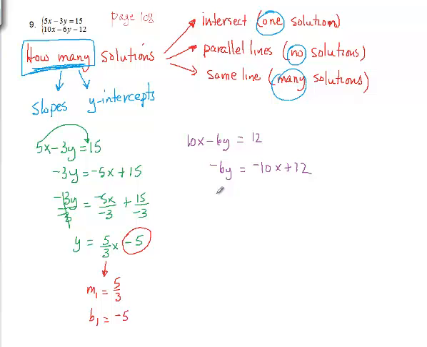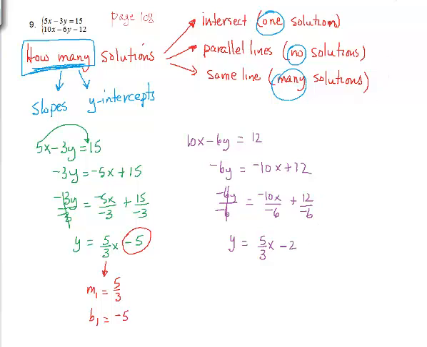So we divide now by negative 6. Negative 10x divided by negative 6, and reduce as well. So we end up with negative 10 over negative 6. First of all, negative over negative is positive again. Divide each by 2, that reduces to 5 over 3 x. 12 divided by negative 6 is negative 2.